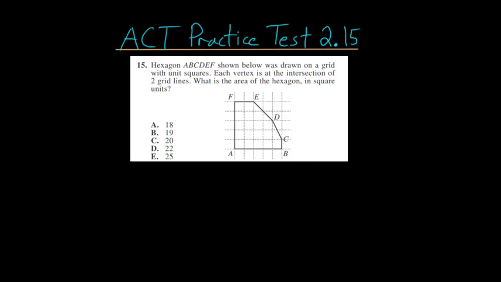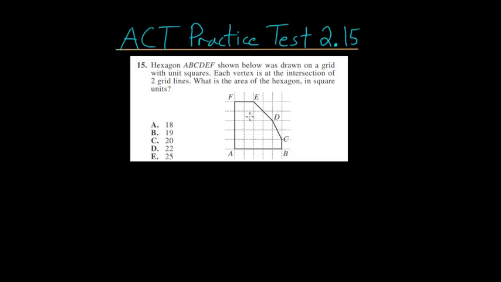For the 15th problem on the second ACT practice test, hexagon ABCDEF shown below was drawn on a grid with unit squares. Each vertex is at the intersection of two grid lines. What is the area of the hexagon in square units?